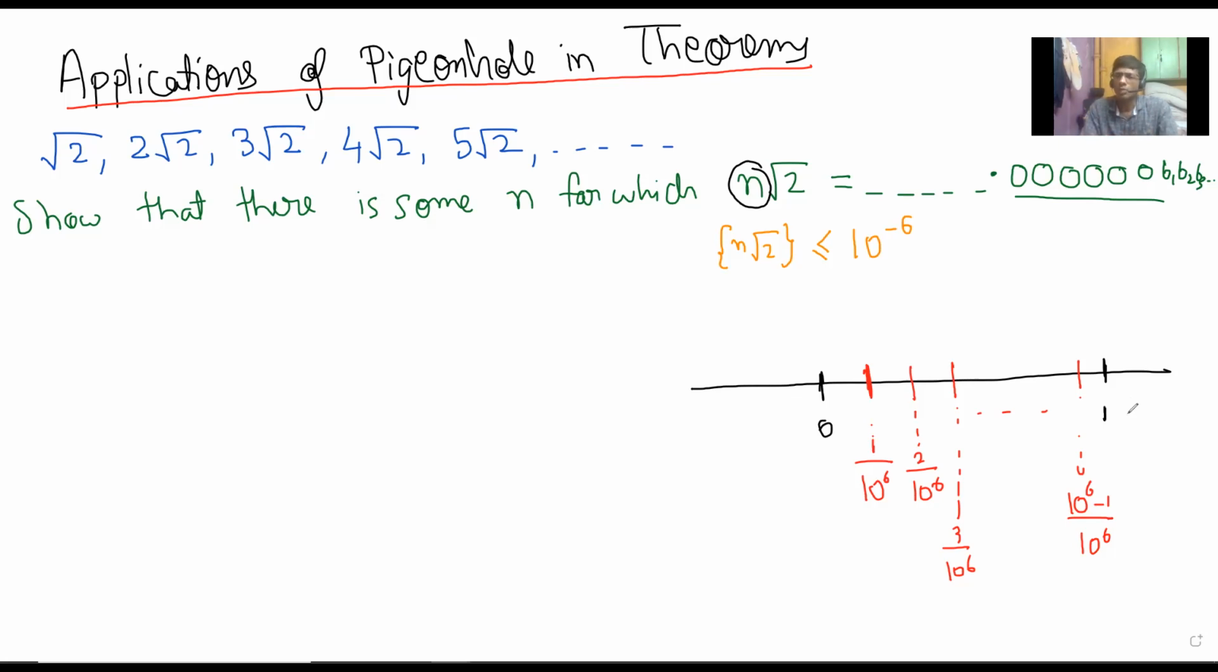I'm dividing the interval 0 to 1 into 10 to the 6 equal parts. These are my cages. Is it clear to you guys? This is very important, don't skip this. Now you guys think. These are my cages; I have divided it into these parts. Last time our cages were remainders, but this time our cages are these distances.